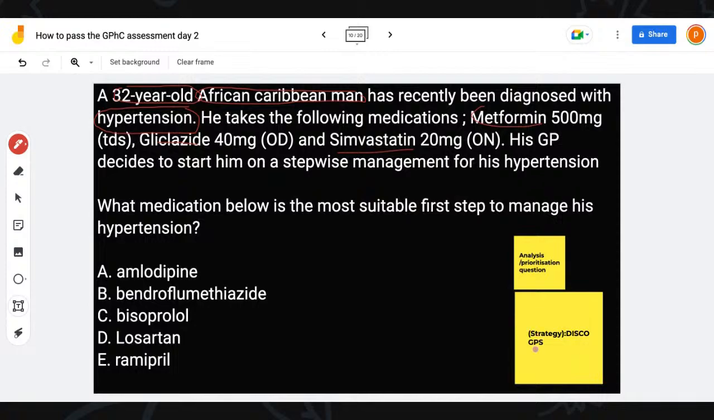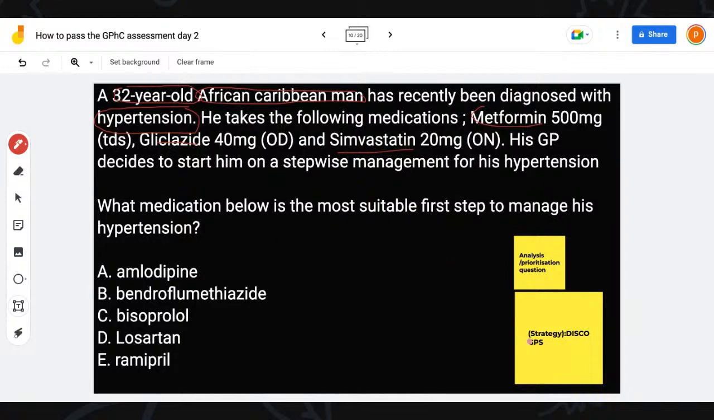So we're going to GPS, which means G is for guidelines. You need to know your guidelines. So what drug do we use for diabetes? If a patient's got diabetes and hypertension, what do we use? Now, if you do not highlight it's an African Caribbean with diabetes, if you do not do this part, you might look at it and think African Caribbean, and you go straight away: it's a calcium channel blocker to manage hypertension, and so the answer is A. That's why you have to follow the strategy. So we have to look at what the guideline says.